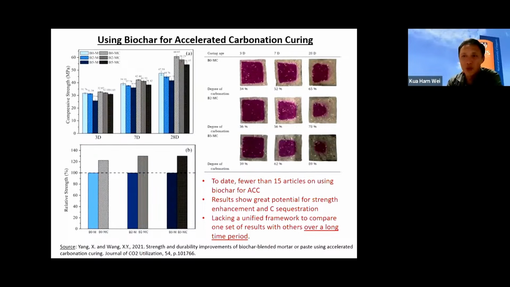But once again, I would like to reiterate that this increase in strength may not be universal, and therefore we need to be very careful in our assessment as well as implementation of ACC, especially if we are interested to implement ACC over a large scale.